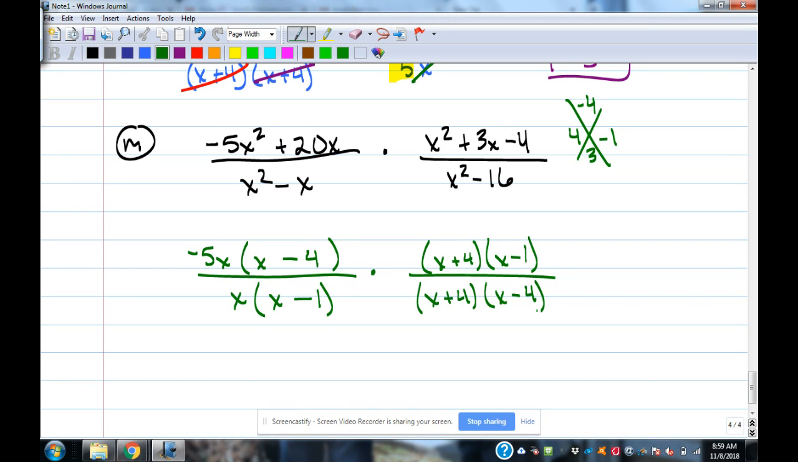All right. Now, vertically and diagonally. Start canceling stuff. Okay? So, x minus 4, x plus 4s, x minus 1s. And what else? X. What's left? Hey. Big ugly problem turns into negative 5. Well, the process doesn't get any different. It's still, the idea is factor, cross out. Factor, cross out. That's the name of the game.